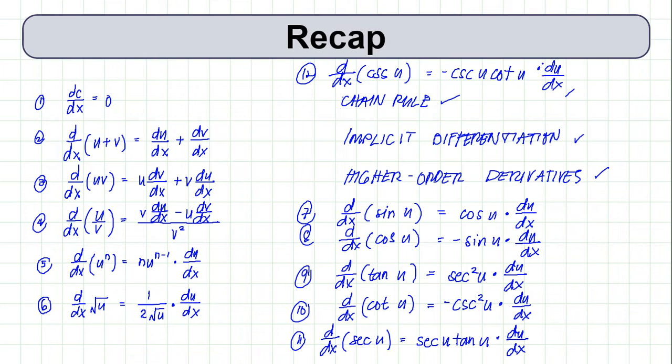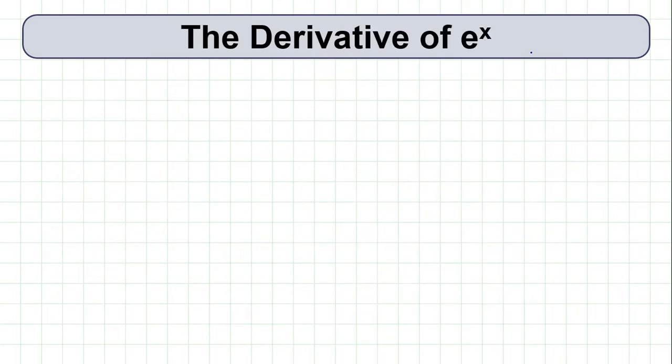So those are the basic formulas we have gone through, aside from using the chain rule, implicit differentiation, and higher order derivatives. We will use them in applications. But now, let's discuss the derivative of what we call exponential functions. We have two kinds of exponential functions: e to the x and a to the x. By e to the x, we mean e, Euler's number. Recall that we have already discussed e. It is the limit, right?